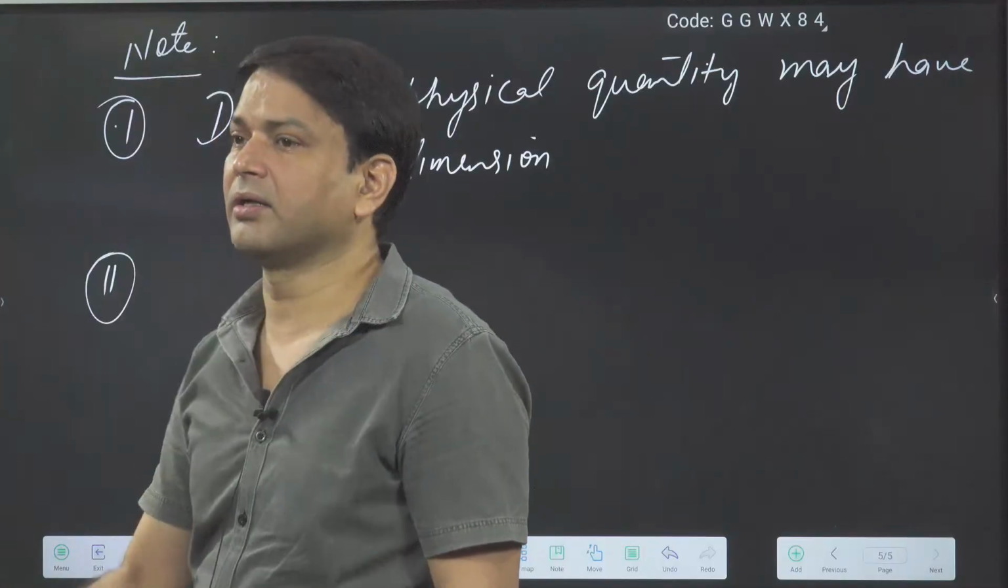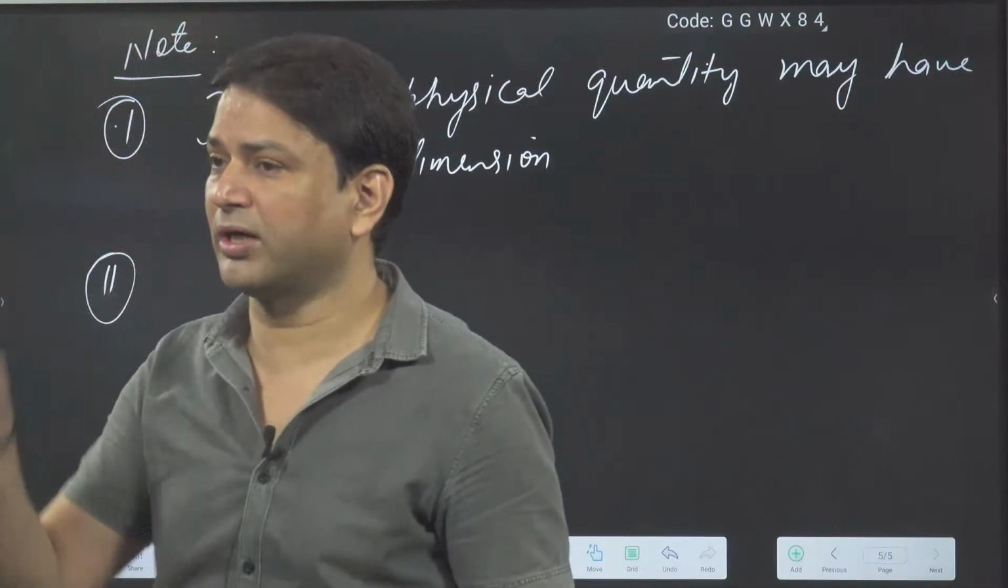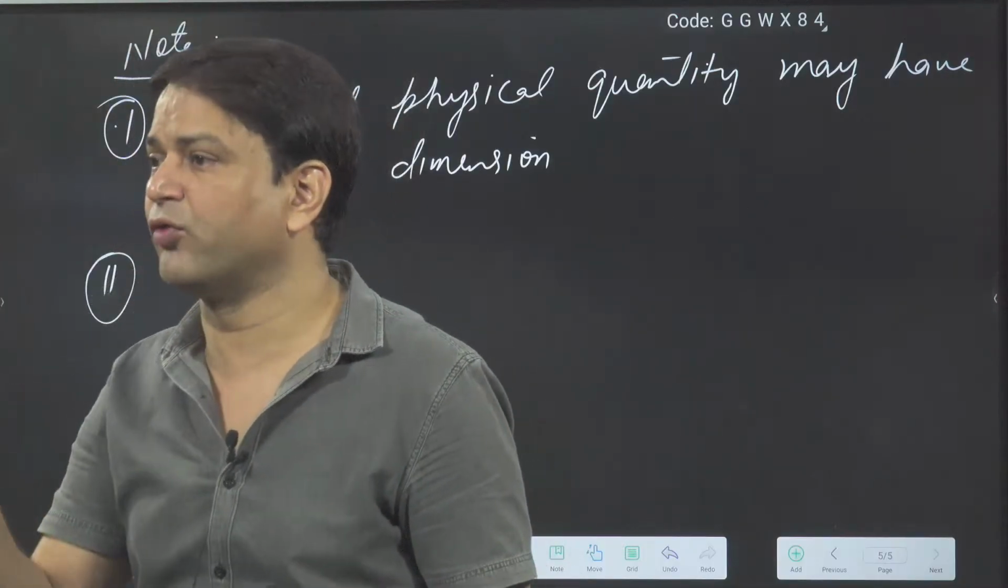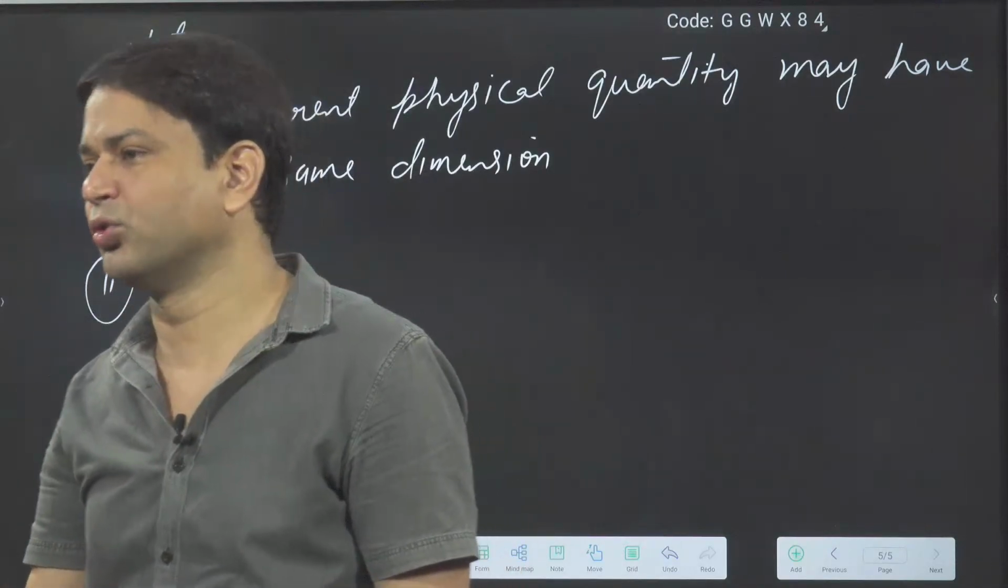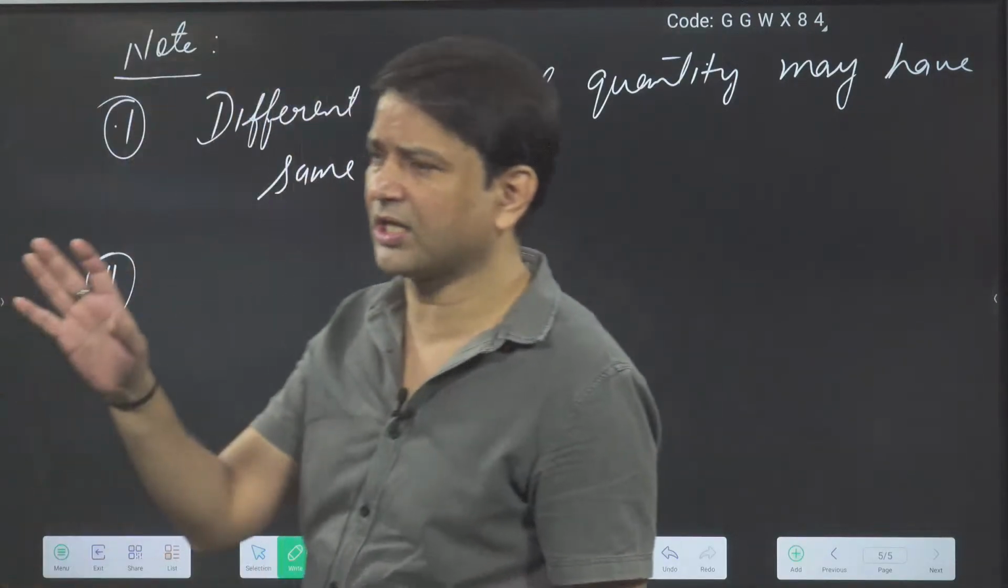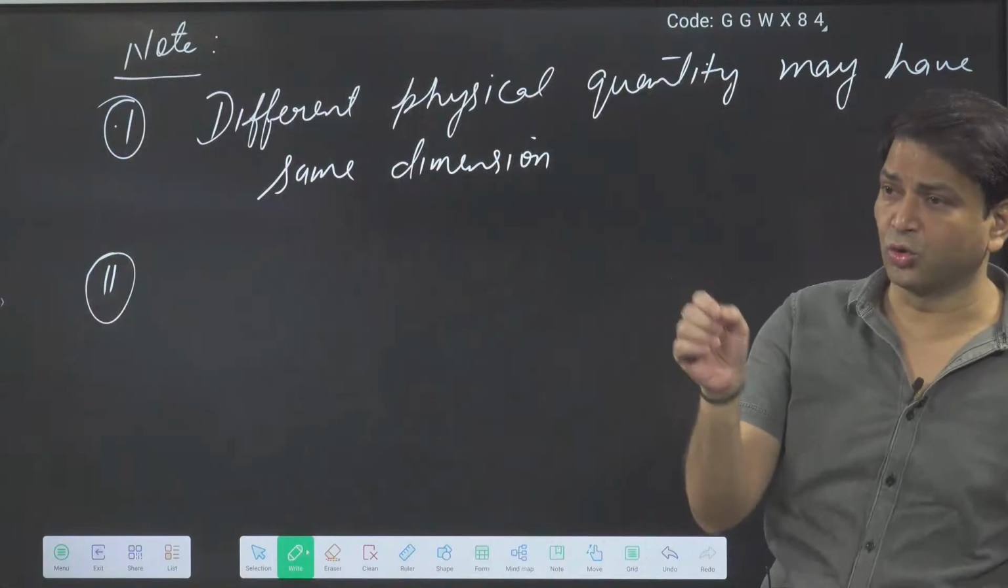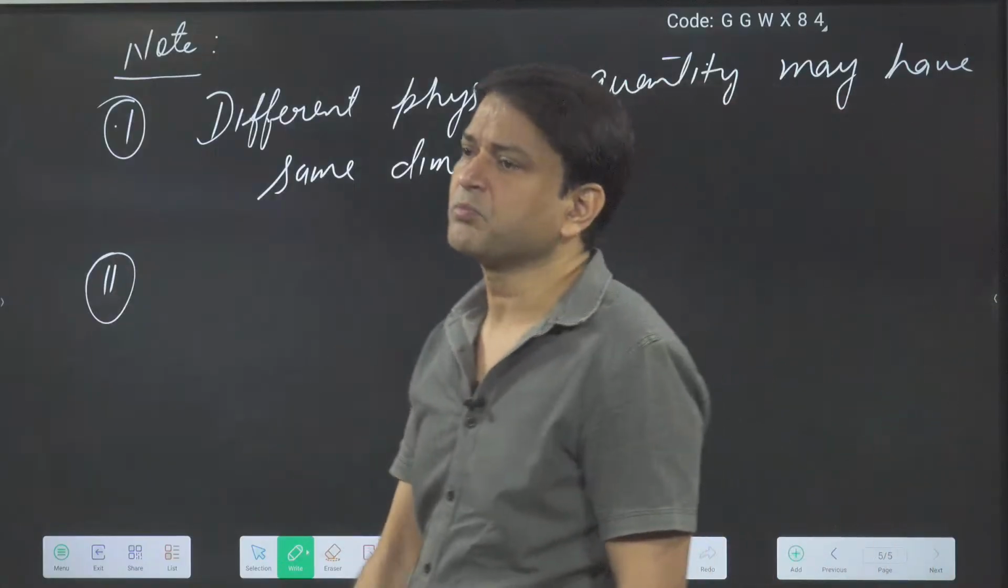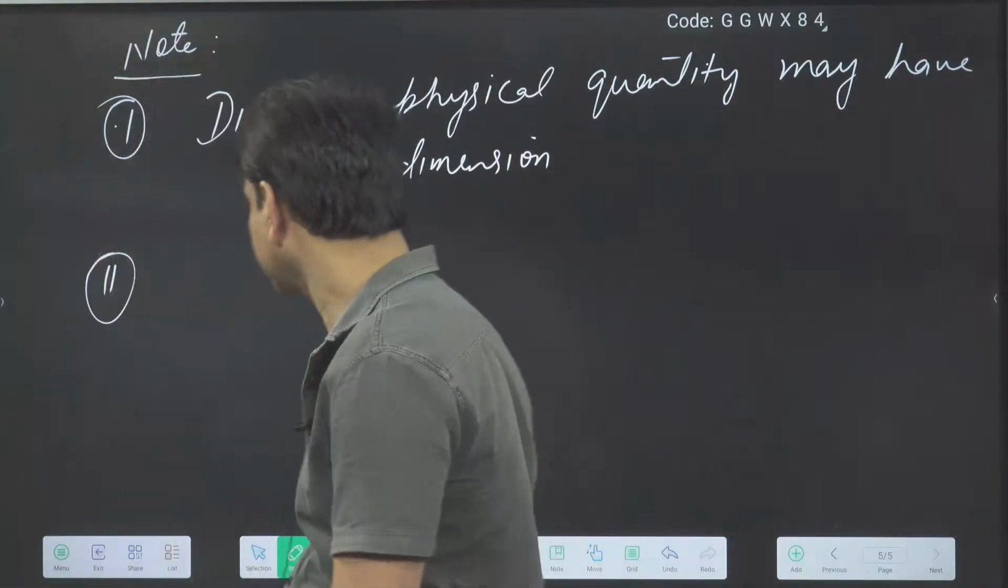Next one, relative density. Relative density is the density of a substance upon the density of water. Density upon density, unitless and dimensionless. So there are so many physical quantities that are unitless as well as dimensionless. Coefficient of friction, yes.